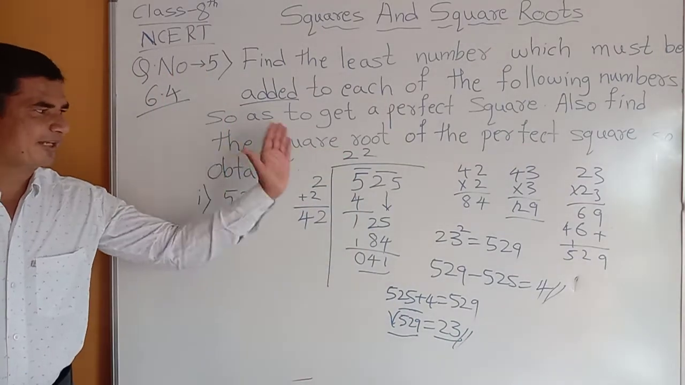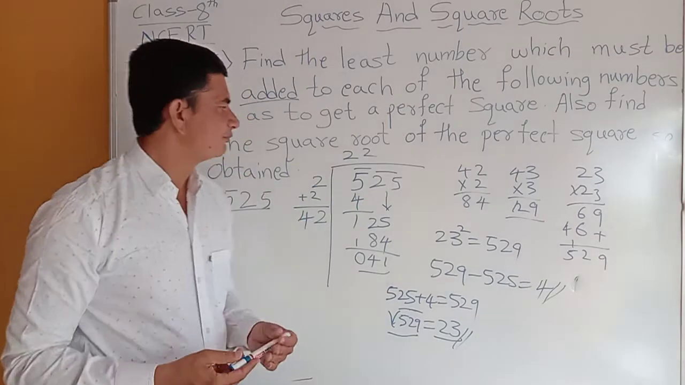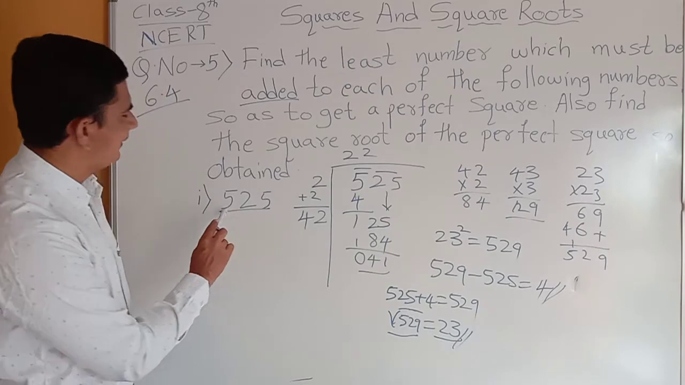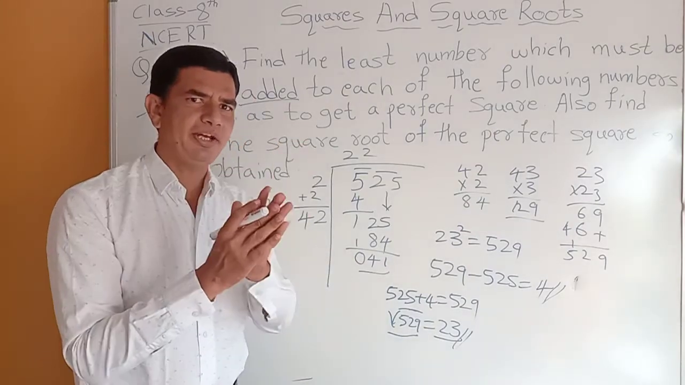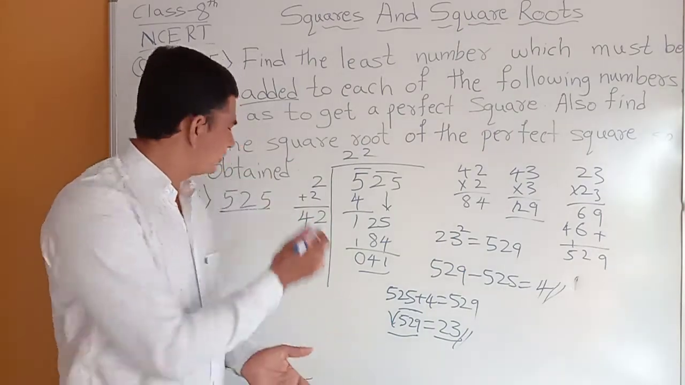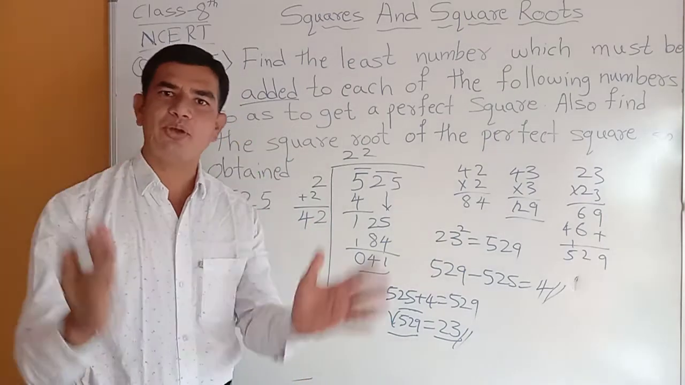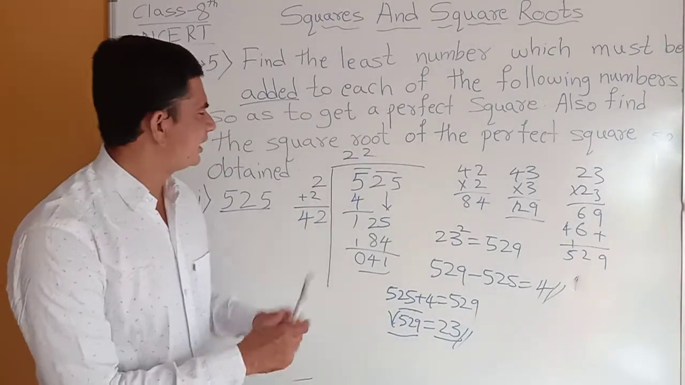Students, one more time I will explain this so that the next sum we can do quickly. See here, first they will give one number. It is not a perfect square. We have to find one number that, when we add it to this number, we should get a perfect square. Okay students, now we have to follow the division method. We did the division method here.